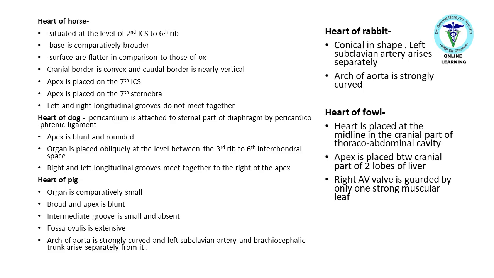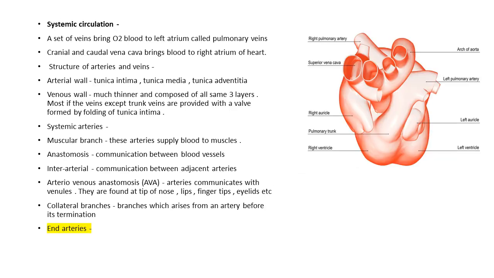Different animals have unique heart structures. For example, the heart of a horse is situated at the level of the second to sixth ribs, while the heart of a rabbit has a conical shape with separate subclavian arteries. Each species has distinct anatomical features. Systemic circulation involves a network of veins and arteries that transport oxygenated blood from the left atrium to the body and return deoxygenated blood to the right atrium.